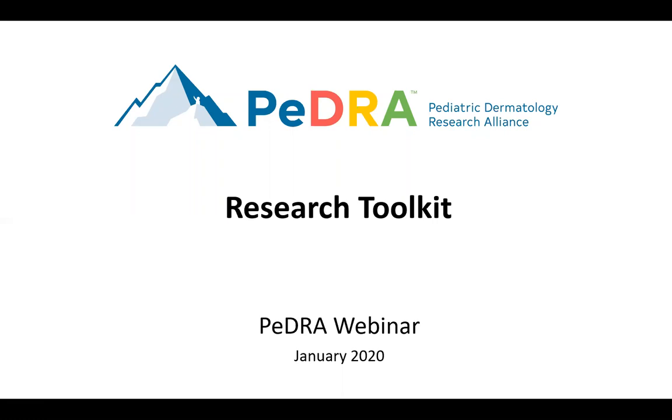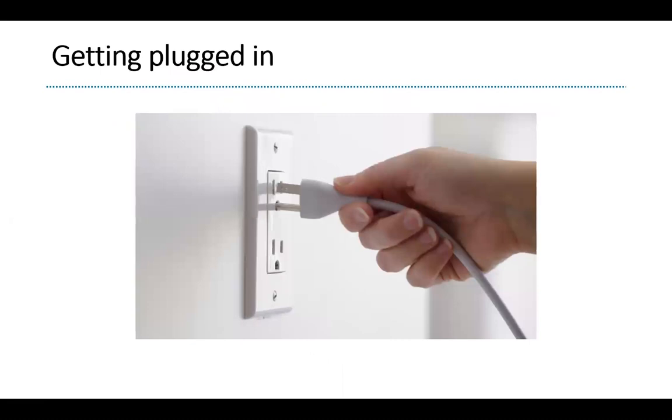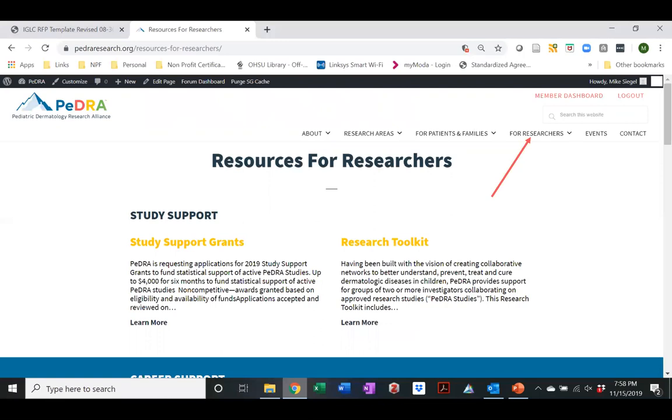Despite knowing all that, you might still have questions about how to get plugged into some of the resources that PeDRA has invested so heavily in to support you in the conduct of research projects. And to help answer that question, in 2019, we put together a document called the PeDRA Research Toolkit. The toolkit is about 10 pages long and available on the PeDRA website on the Resources for Researchers webpage, which if you're viewing this webinar on your computer, you can see presented to you now.